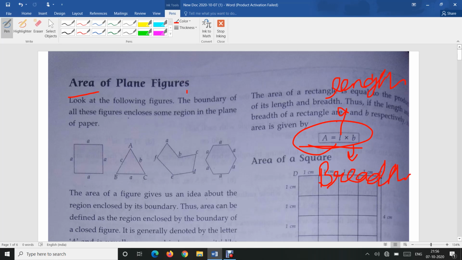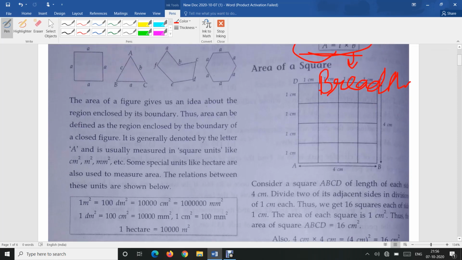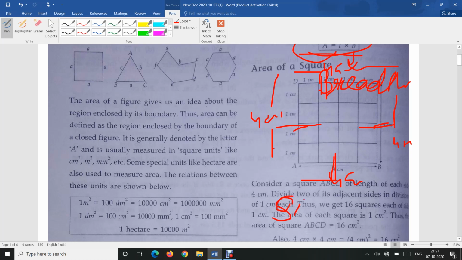Now the next is area of square. You know that all the sides of a square are equal, meaning AB is equal to BC is equal to CD is equal to AD. All these four sides are equal in the square. If this is 4 centimeter, then this will also be 4 centimeter, this will also be 4 centimeter, and this will also be 4 centimeter. So area of square will be side multiplied by side.